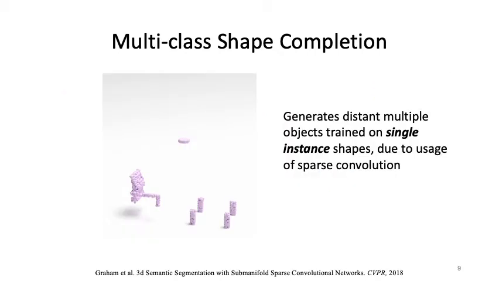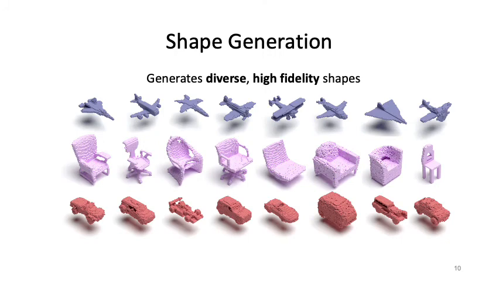We also trained GCA on multiple classes and tested completion as shown in the video. Due to the use of sparse convolution, our model is translation invariant and is able to complete distant multiple objects. We also tested our model on generating shapes of ShapeNet objects. GCA is able to generate diverse and high-fidelity shapes.